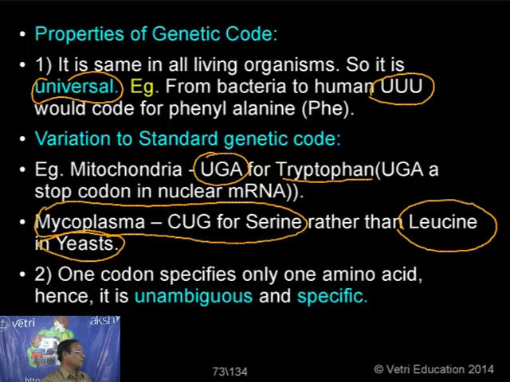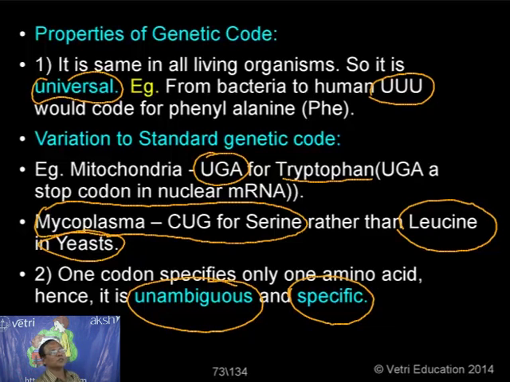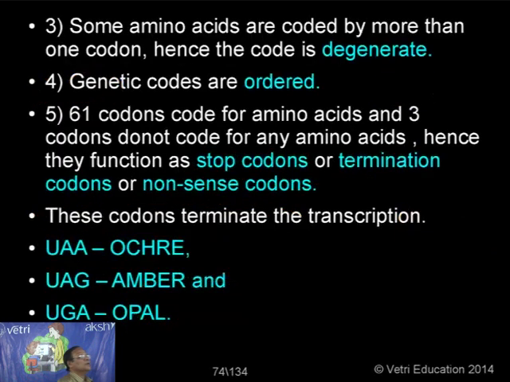Now, what is the second character? One codon normally specifies only one amino acid. One codon, one amino acid. That's why I said the codons are specific and unambiguous. One codon specifies only one amino acid, not more than that. We have many codons for an amino acid, but only one amino acid is specified by any one codon.